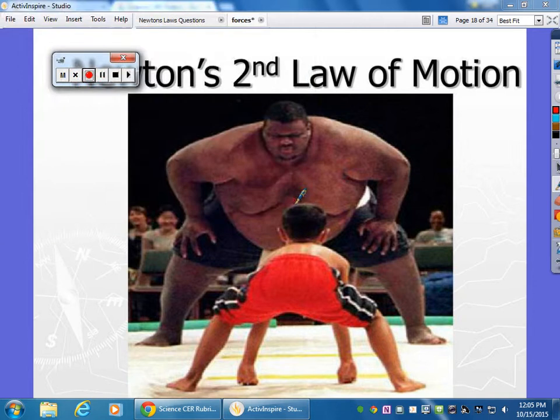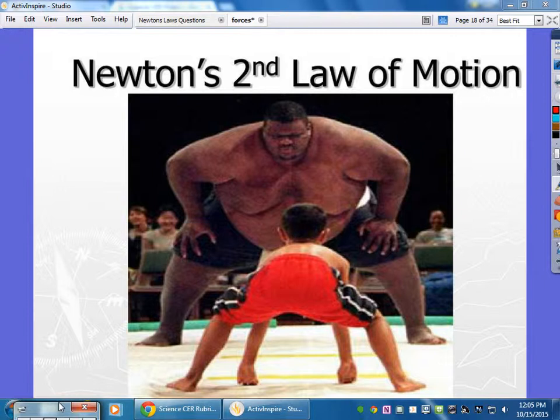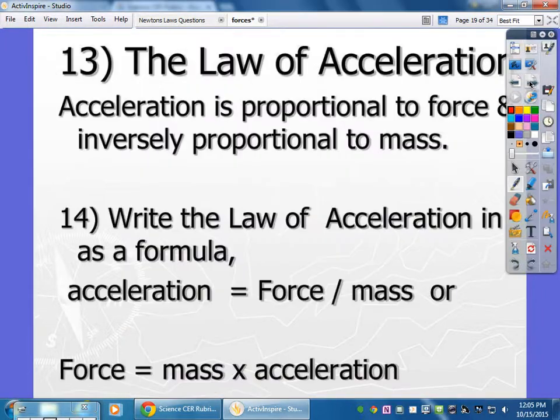All right, so we're going to start on Newton's second law, and I'll be putting this up on YouTube for those people who don't get it in class. So Newton's second law is known as the law of acceleration.